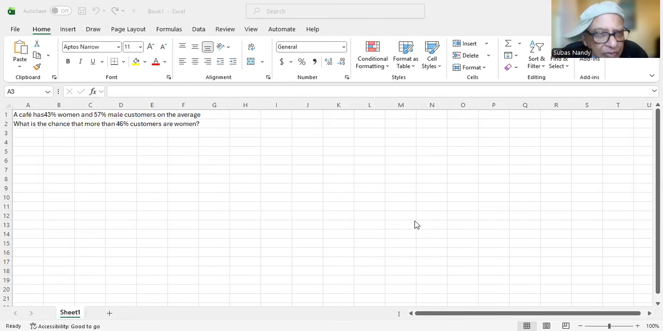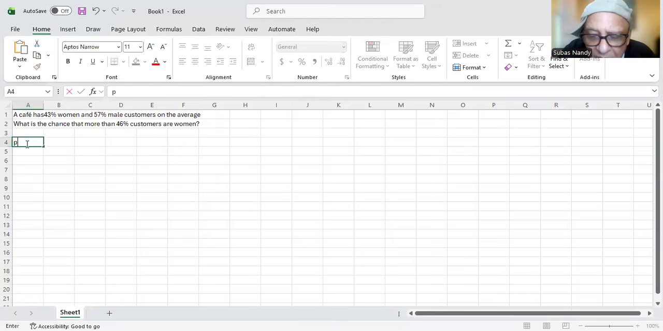Okay. Says a cafe has 43% women and 57% male customers on the average. What is the chance that more than 46% of the customers are women? More than 46%. We already noticed that on the average, 43% of the customers are women. So that is my population proportion, small p. So let me write this information down over here, small p. Population proportion of women is 0.43. Okay.